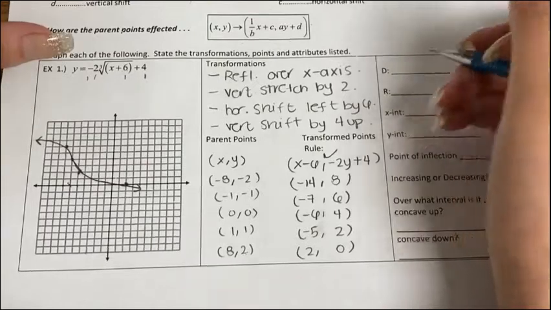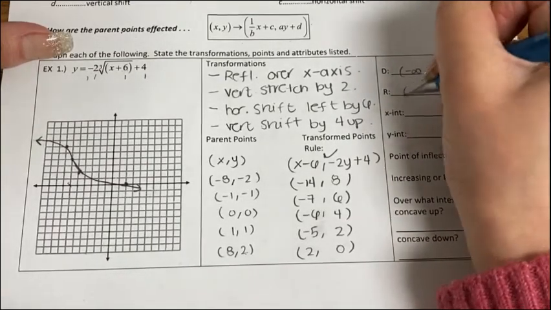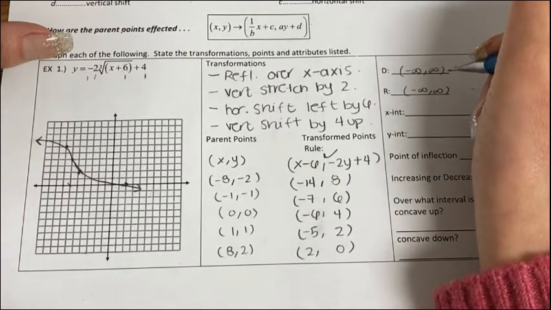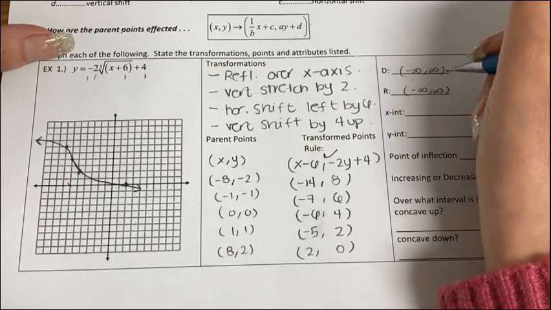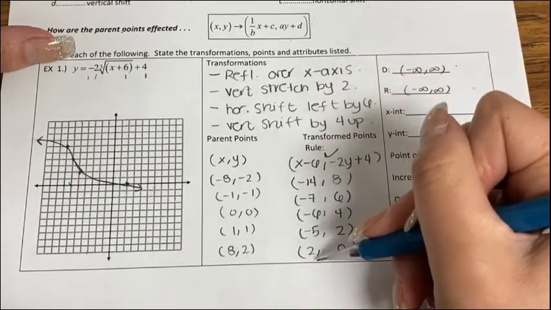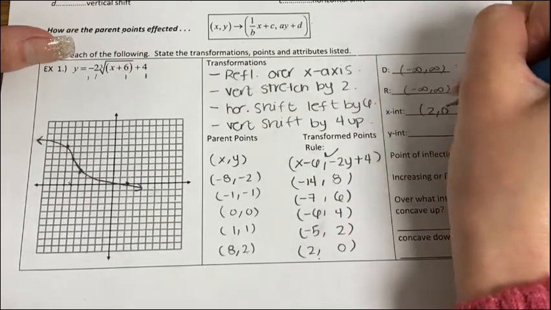As you can see, the domain in this situation is going to be all real numbers. The range is going to be all real numbers. Okay. So now the thing that you need to be careful about here is the x-intercept. Well, actually we do have the x-intercept, which is 2, 0.